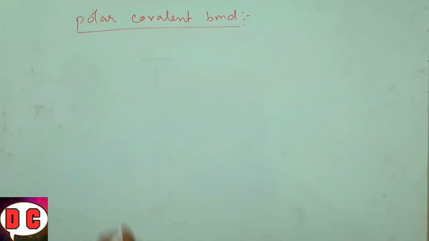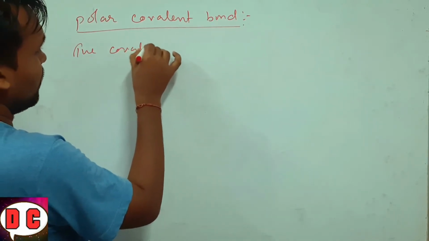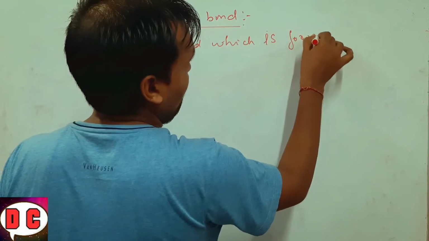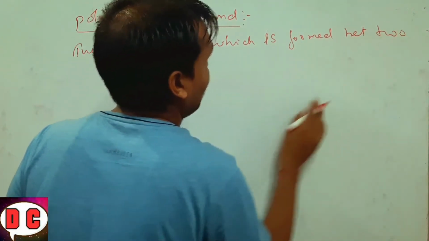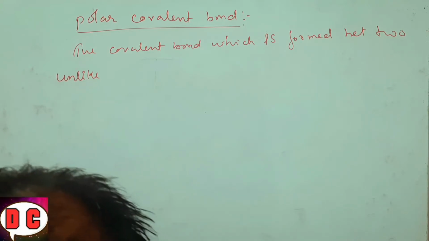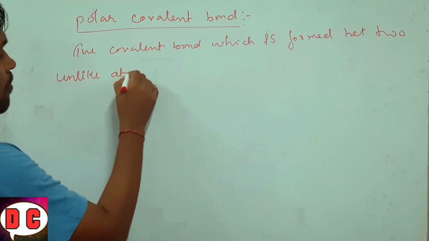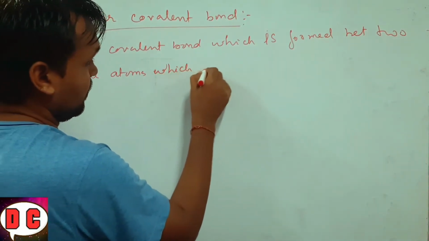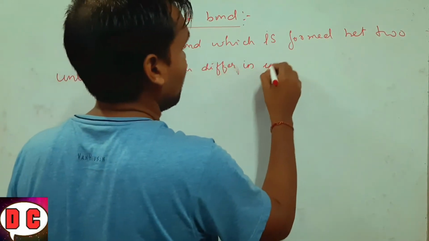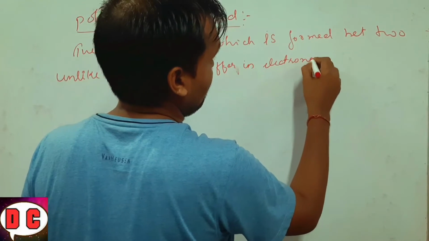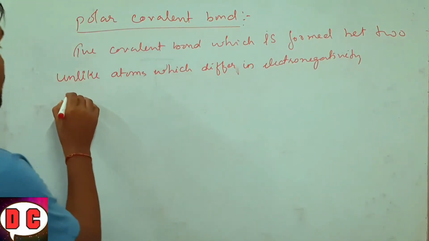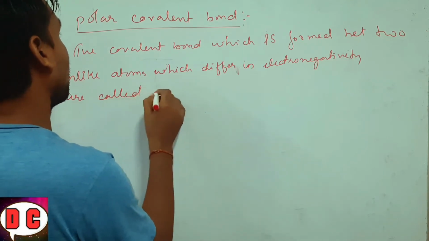So what are polar covalent bonds? The covalent bond which is formed between two unlike atoms which differ in electronegativity is called a polar covalent bond.